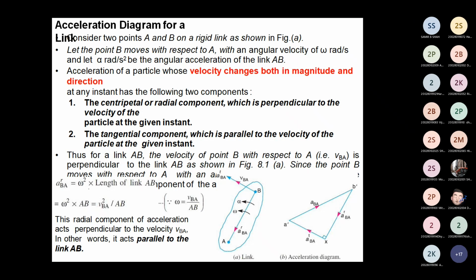The acceleration of the radial part AB is equal to omega square into the length of the link, that is, omega square into AB. Right now we are talking about AB. So it equals V square AB divided by AB. This is the proper equation to find the magnitude of the radial part.